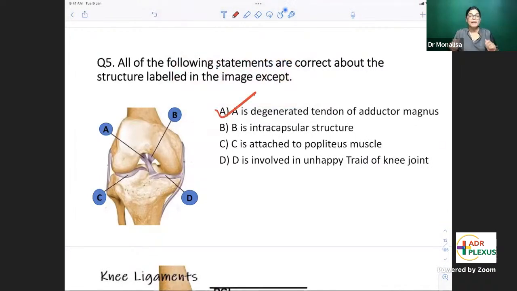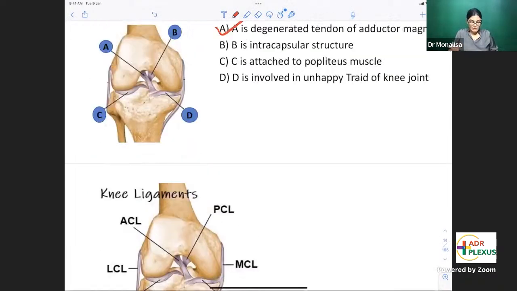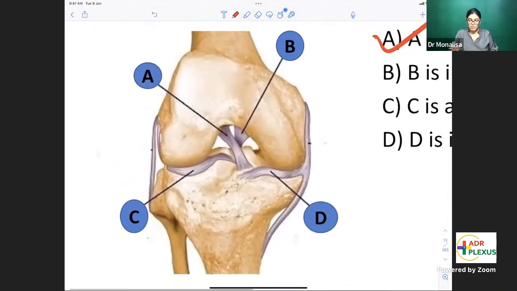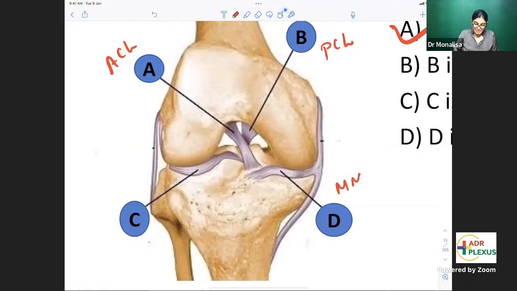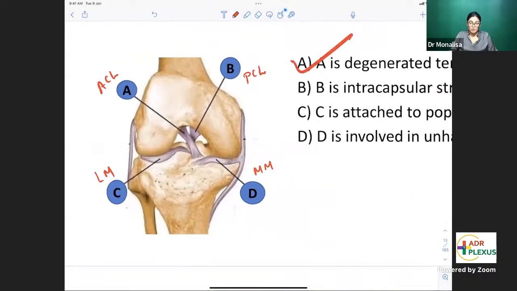And let me tell you why. First thing, what is A? If I enlarge this image, just concentrate here and you can see that A and B are cruciate ligaments. Here A is anterior cruciate ligament, B is posterior cruciate ligament, D is medial meniscus and C is lateral meniscus. You can see there are two menisci, semilunar cartilages, inside the cavity of the knee joint, and we have two cruciate ligaments.